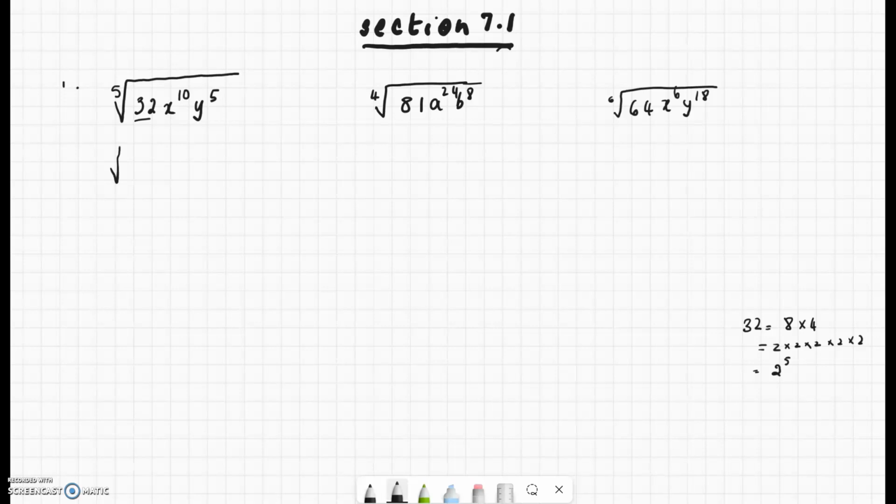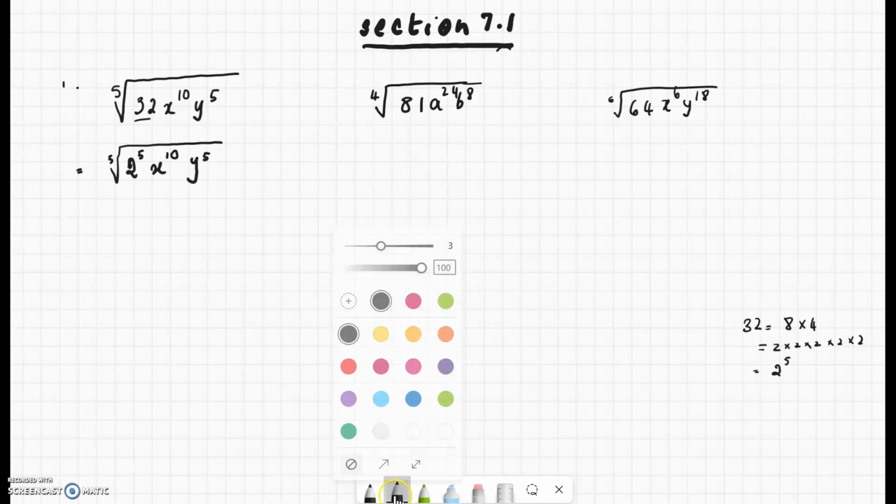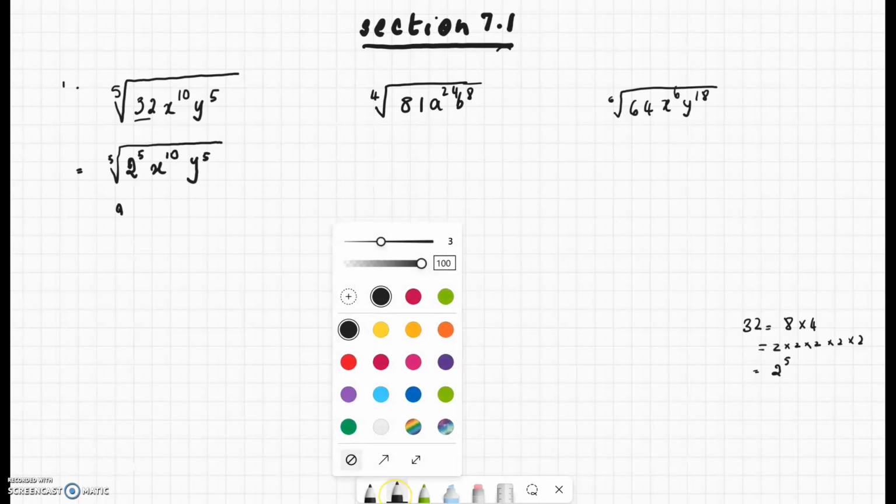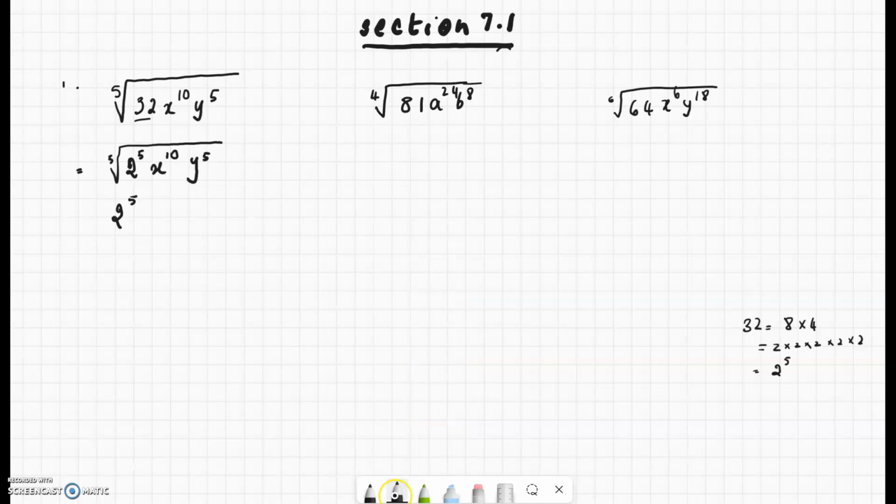So when you break it down, I would like to see a 5th power, or a power that is a multiple of 5. So we have 2 to the 5th. So we're taking the 5th root, not the square root. X to the 10, y to the 5. And the way this works is 2 to the 5th, x to the 10, y to the 5th.